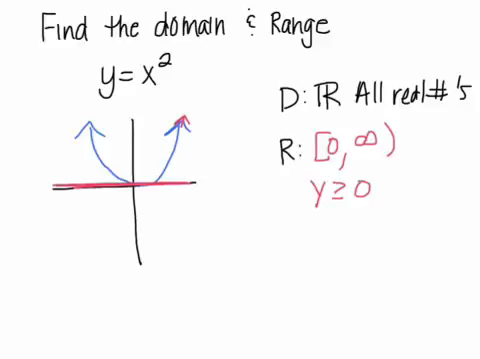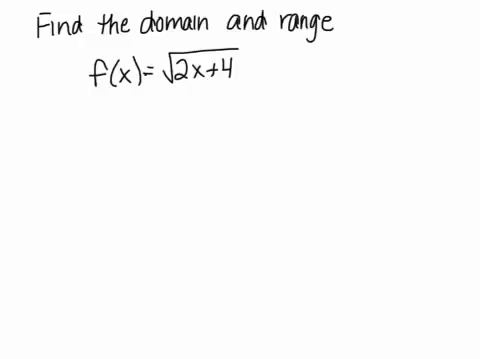Let's look at another problem. I need to find the domain and the range of this. Well, the domain, when it comes to square roots, always has to be positive. So whatever's in the square root, for example, 2x plus 4, it has to be greater than or equal to 0. Because if it's less than 0, it becomes negative.